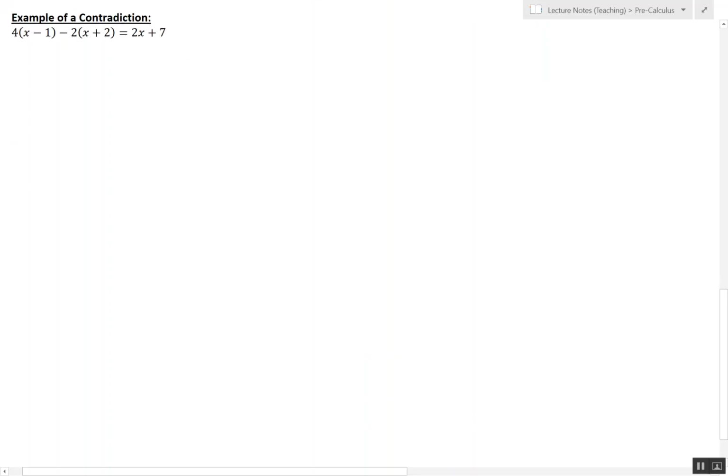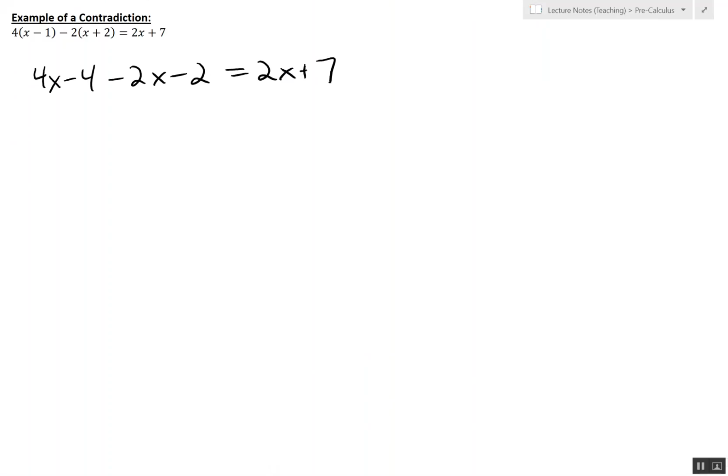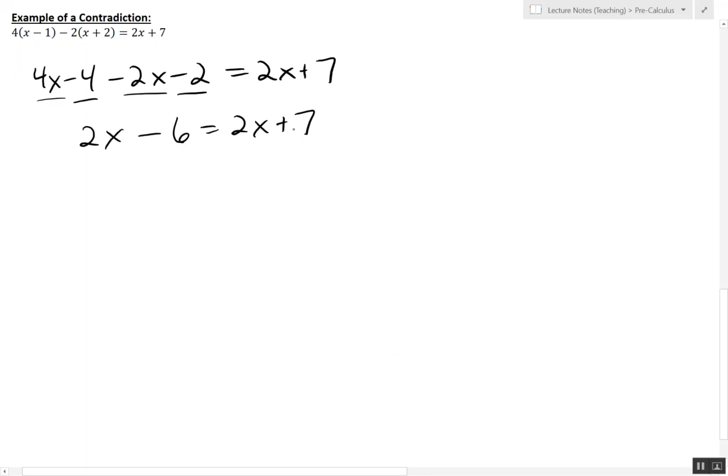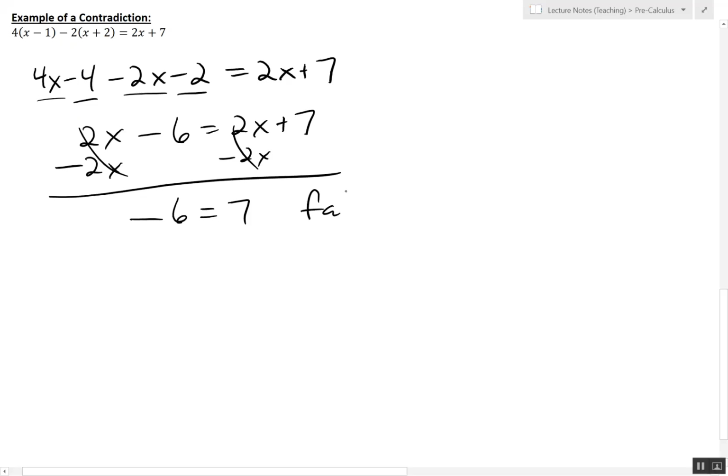So the first thing we want to do, there's no fractions to clear, so let's distribute. So we'll have a 4x minus 4 minus 2x minus 2 equals 2x plus 7. So I'm going to combine like terms. So the 4x and the negative 2x give me a 2x. The negative 4 and the negative 2 give me a negative 6, which equals 2x plus 7. And then if I subtract 2x from both sides, you get negative 6 equals 7, which is always false.